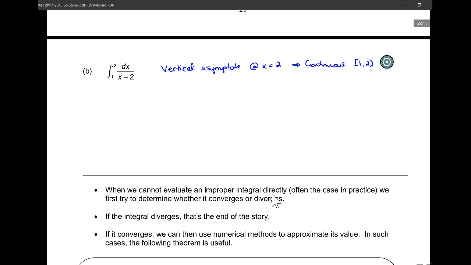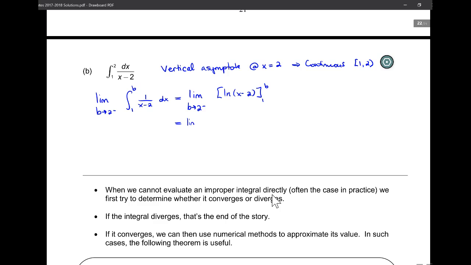So we want to rewrite this as the limit as b approaches 2 from the left, because that's where the asymptote occurs, and then it's going to be the integral from 1 to b of 1 over x minus 2 dx. So we have the limit as b approaches 2 from the left, and when we integrate that, we get natural log of x minus 2 evaluated from 1 to b.